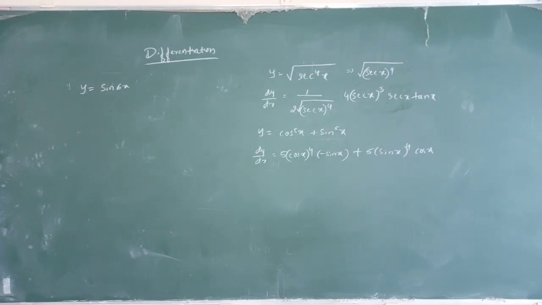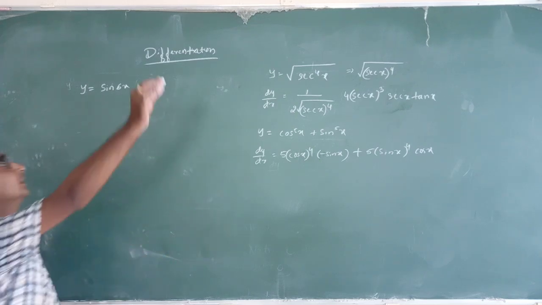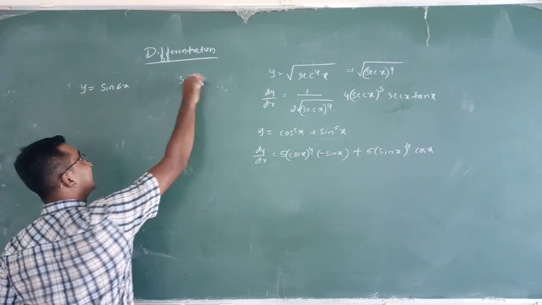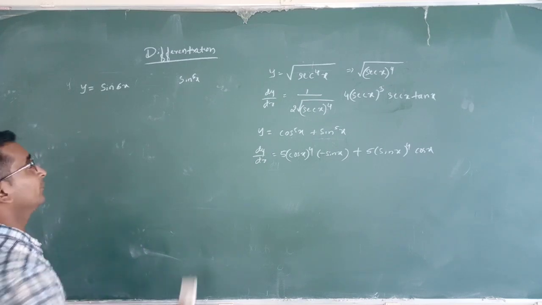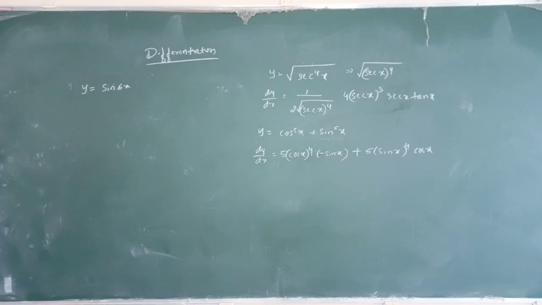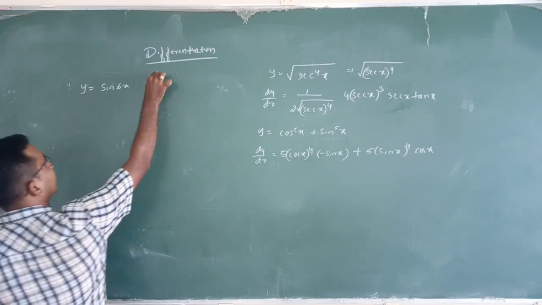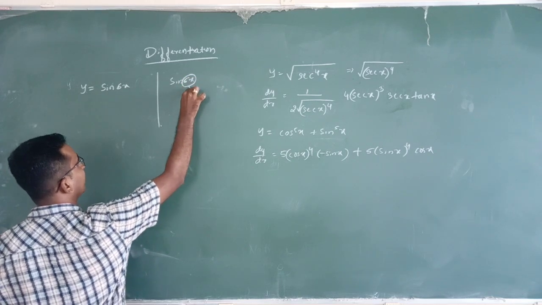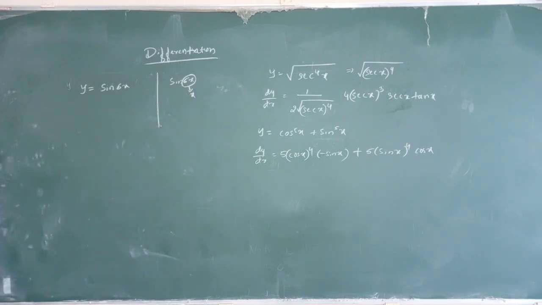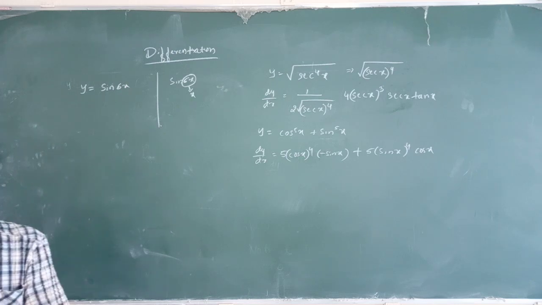Very interesting. See, sin raised to 6x is different. It means sin x whole raised to 6. But here the domain is having what? 6x. So what we have to consider, look here, side problem. Sin 6x, I consider this 6x as x. If 6x plus 5 is given, 6x plus 5 is x. Getting? Sin root x is given, root x is nothing but x.